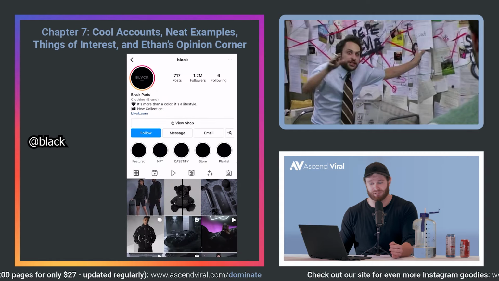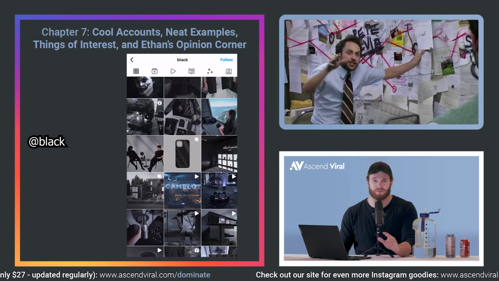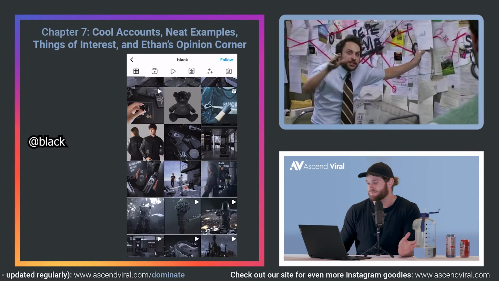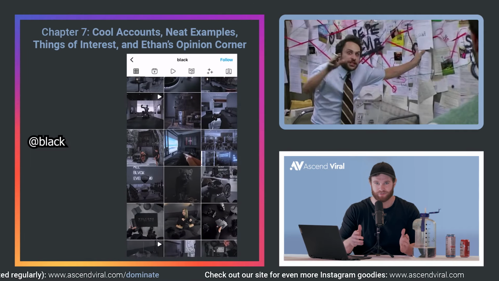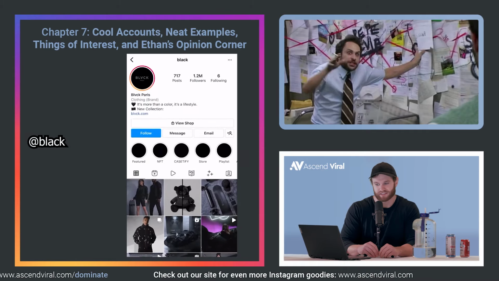The Instagram account Black, which is one of the most aesthetic feeds, has very good usage of all the different media formats that Instagram offers. I like how they just have Black story highlight covers. Lots of cool stuff there. I like brands that are super consistent like that.